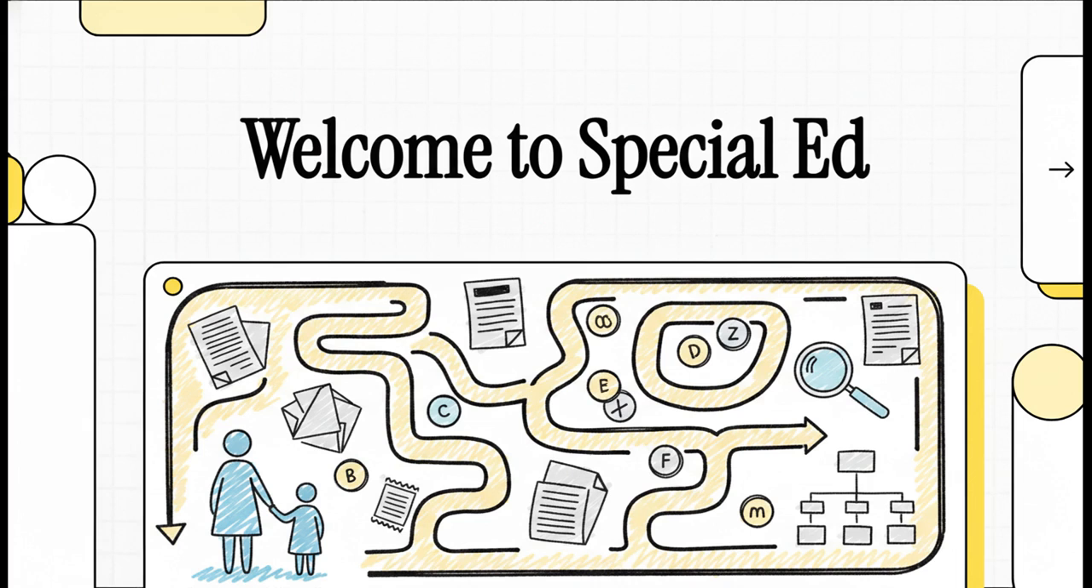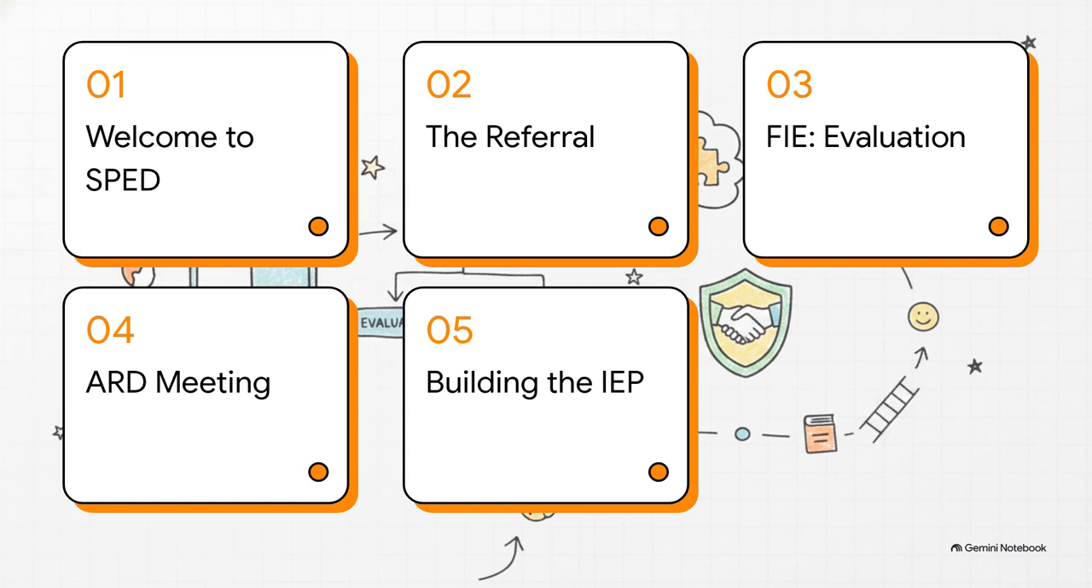In today's explainer, we're going to break down the Parent's Guide to Special Education into clear, manageable steps so you can walk into those meetings and advocate for your child with absolute confidence. Here's how we're going to break it down today. We'll start with a welcome to special education, move right into step 1, the referral, dive into evaluating your child with the FIE, unpack the ARD meeting decisions, and finally build out the actual IEP plan.